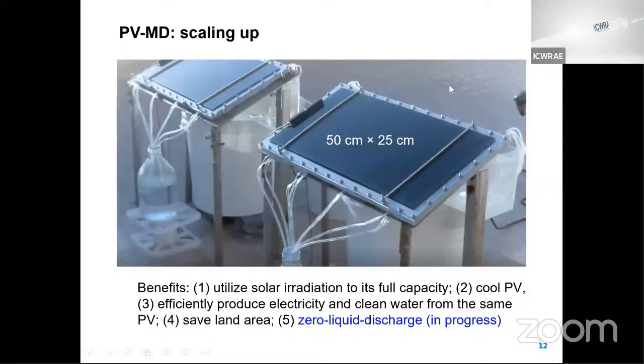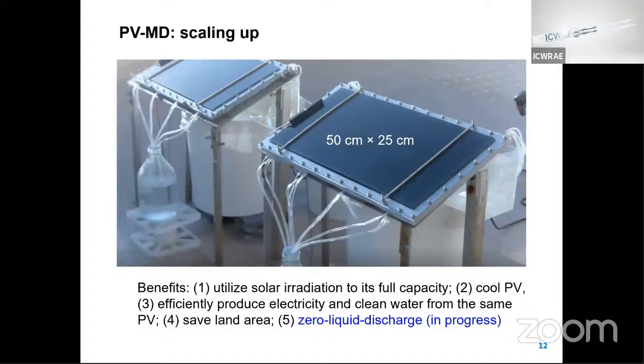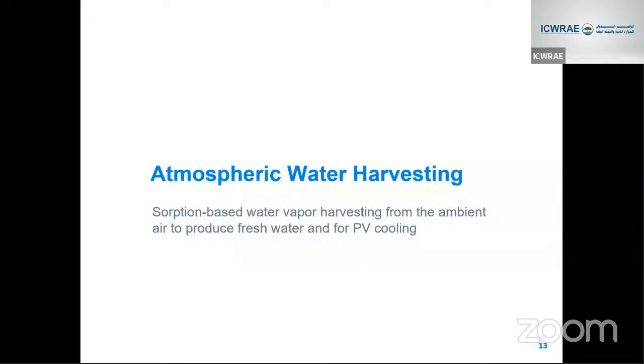First, it utilizes solar energy to its full capacity. Secondly, it produces a lot of fresh water and electricity from the same PV panel, and it saved land area requirement. Now, at this point, we are working hard to make our PVMD system to be able to produce zero liquid discharge. So this is still work in progress.